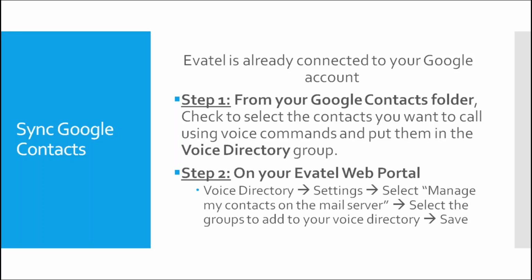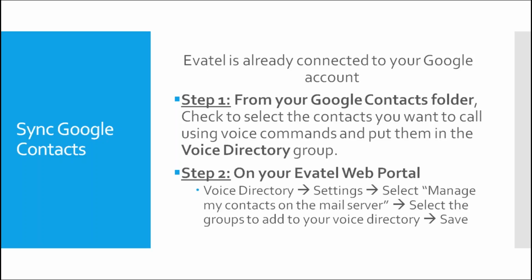Back to the voice directory. So your Evatel virtual assistant service is already connected to your @evatel.co Google account. Evatel can already access your emails and calendar on Google, and you only need to select which Google contacts you want Evatel to use in your voice directory. To do so, first you open the contacts folder of your Gmail and select the contacts that you want to call, text, or email using voice commands, and assign them to specific groups. These groups could be family, customers, friends, or any other group that you may want.